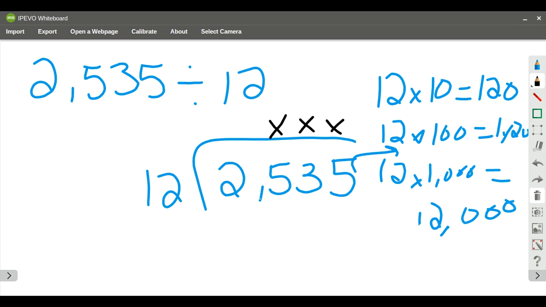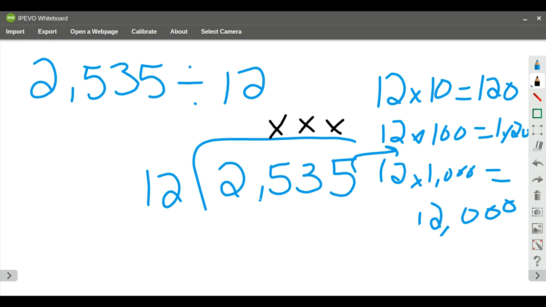Okay, if we look at this, and we look at our look back, it says, since the quotient is between 12 times 100 and 1,000, can Jake make at least 100 bouquets? Yes, it's a 3-digit quotient. Jake can make at least 100 bouquets.